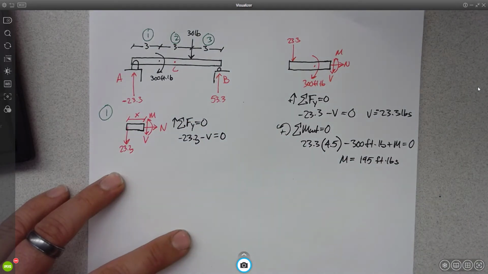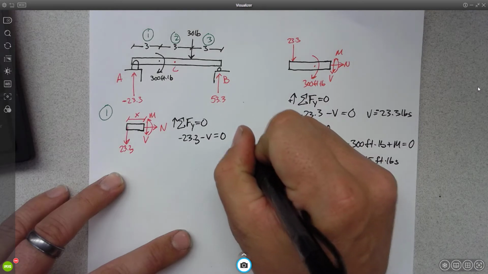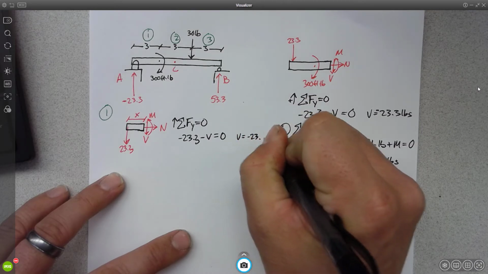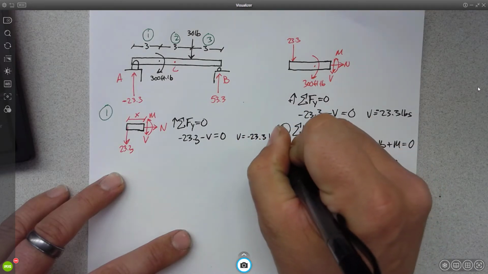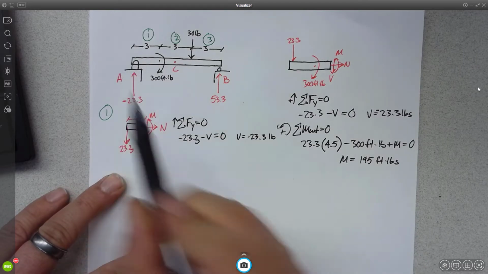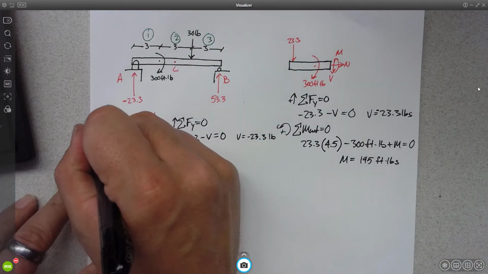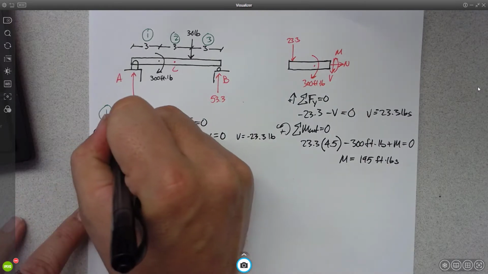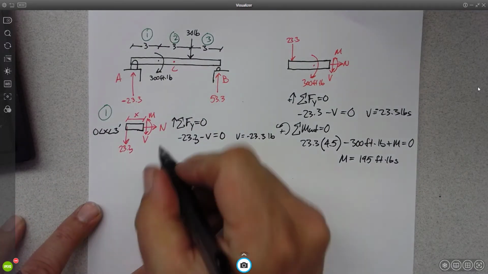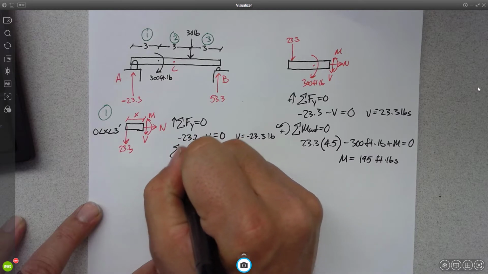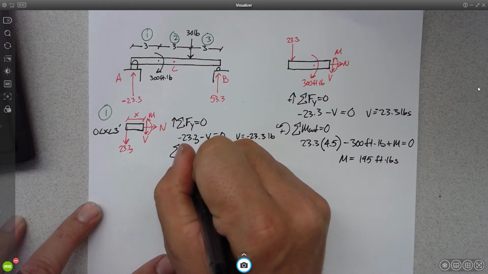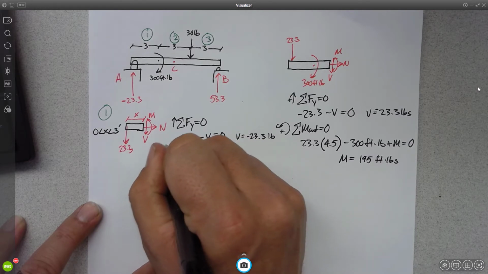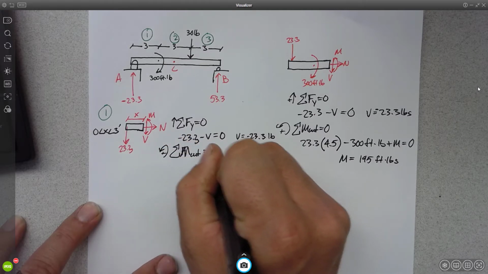Okay. So that tells me that V is equal to negative 23.3 pounds. And that's good from 0 to 3 feet. So this is the range 0 to x to 3 feet. And if I sum my moments about the cut counterclockwise, they have to equal 0.